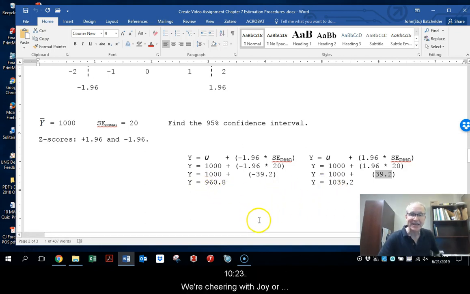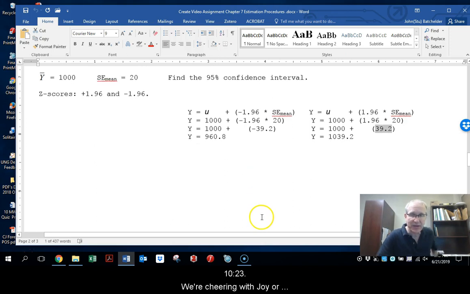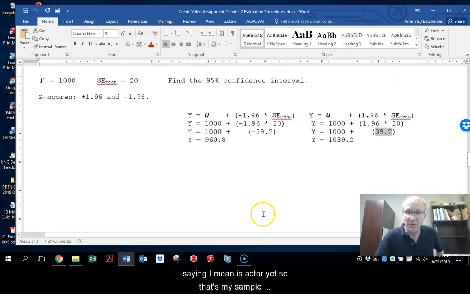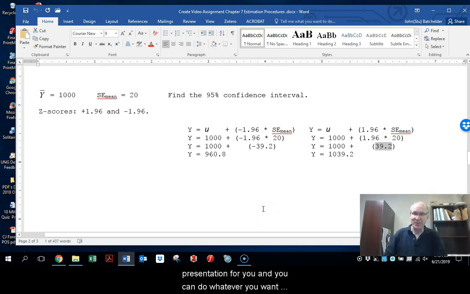Since our mean was 1023, we're cheering with joy. We're saying our mean is accurate.